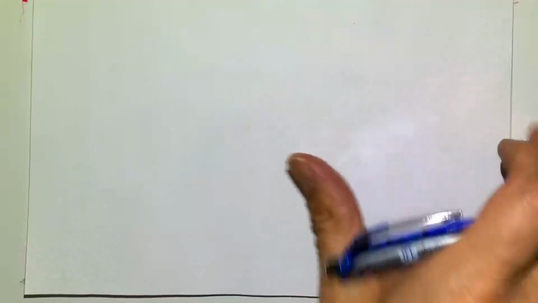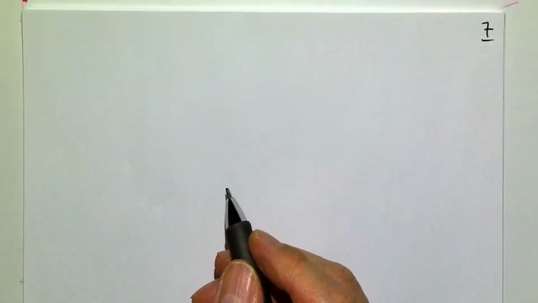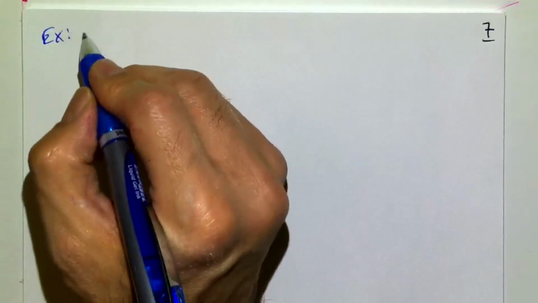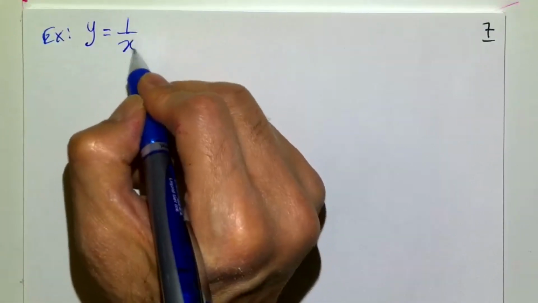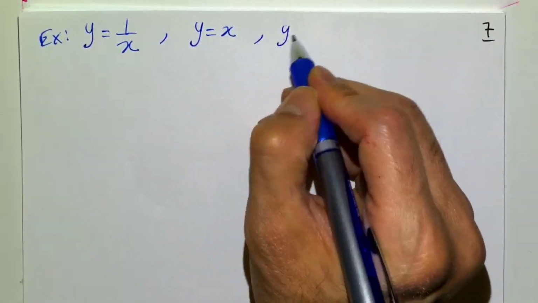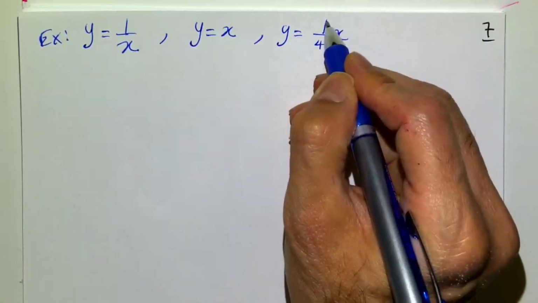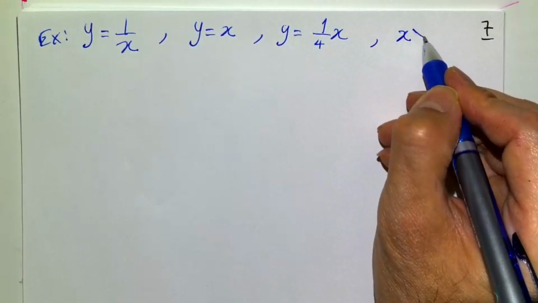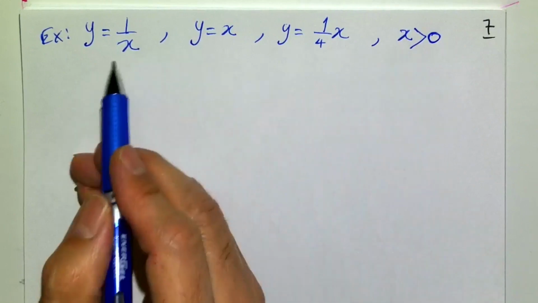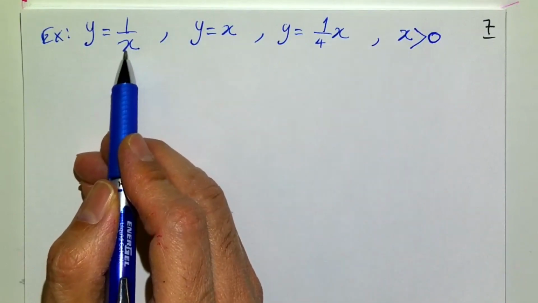Let's do one more example, but this example is going to be a little bit different than these, which is good. We need to learn new techniques with each section, and it's different than the examples we've seen so far. So we want to find the area between these curves: y equals 1 over x, y equals x, y equals 1 over 4 times x, and the condition is that x has to be greater than 0. Okay, of course that's clear. Why? Because we have x here in the denominator.